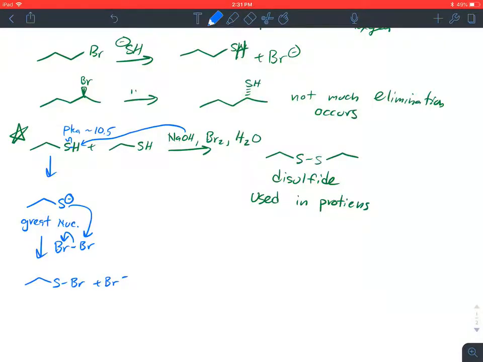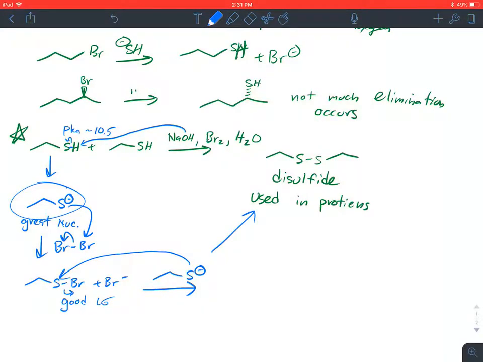And now we've got a good leaving group on our sulfur. If I take another equivalent of the RS-, right, because I made it up here, you can see how I can form the SS bond through loss of bromide. So in the case here, we make Br minus, Br minus. We form the disulfide bond. So it requires just a proton transfer and then 2 nucleophilic attack steps to make this disulfide.